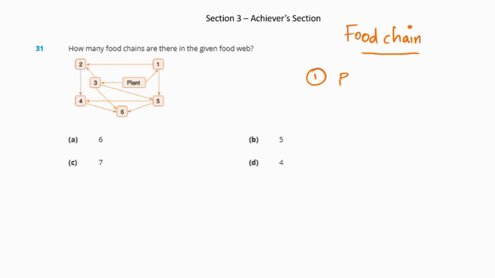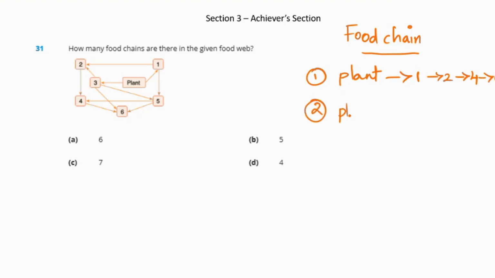So first one, we will start with the plant. Correct. So plant, first food chain is plant. That is 1. 1 is eating this plant. 2 is eating 1, and 4 is eating 2 and 6. Yes, this is the first food chain.